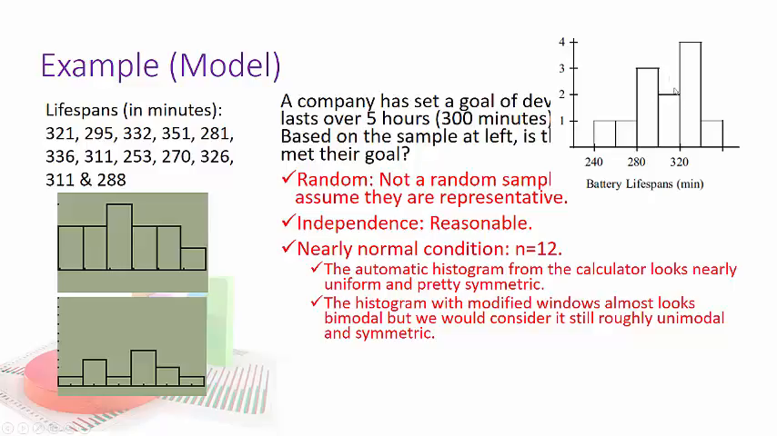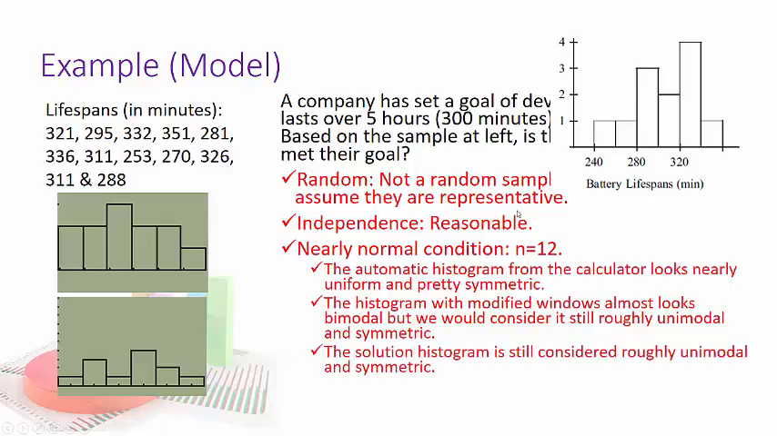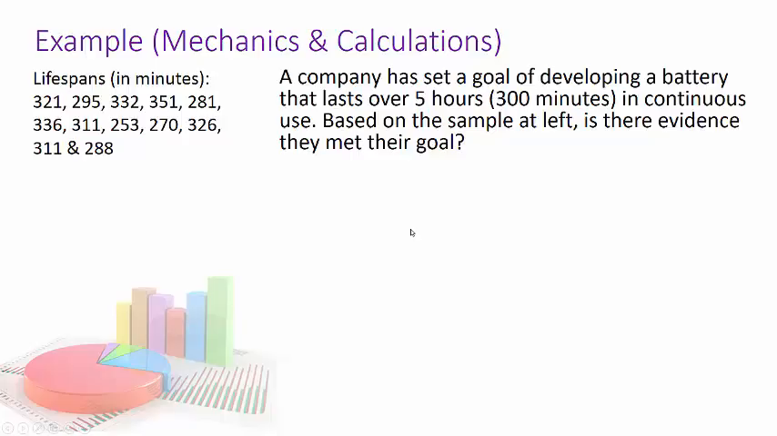And you can see that they have this little gap going on here. What they called it was roughly unimodal and symmetric. So if you have a little dip going on, don't let that freak you out. You can still consider it roughly unimodal. All right, so now let's get to the calculations.